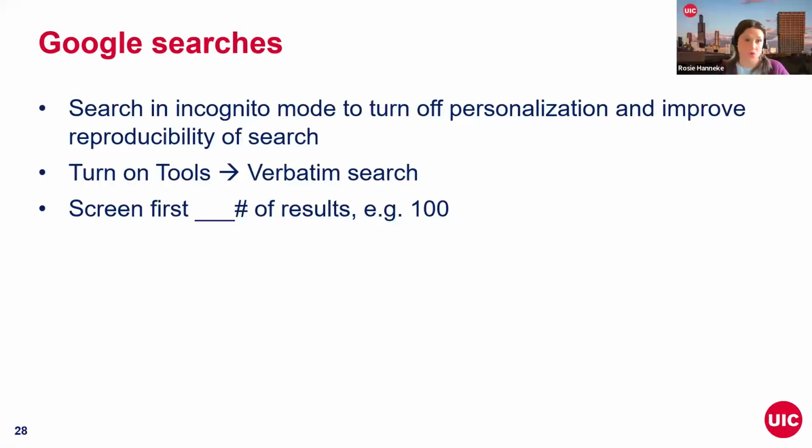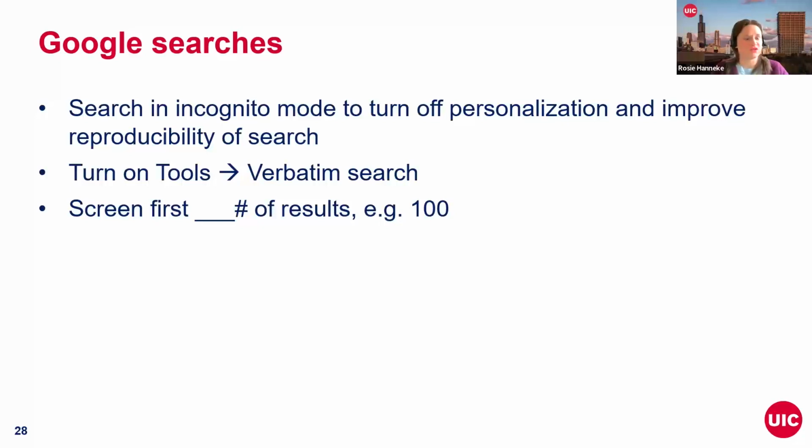If you're using Google, which is still my search engine of choice, there are others, but a couple tips if you want to use Google to do your gray literature searches. You can search in incognito mode to turn off the personalizations and the location filters and other things that Google will apply to personalize your results for you, which makes your search a bit more reproducible. We never know exactly what's going on behind the curtain with Google, but that can help.